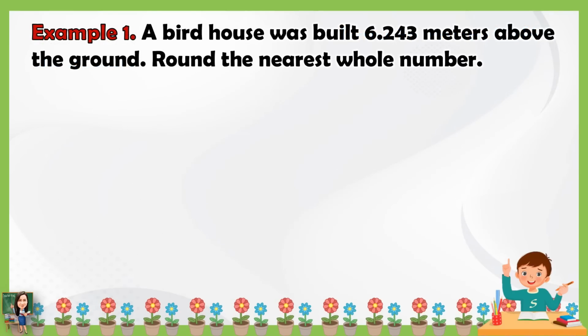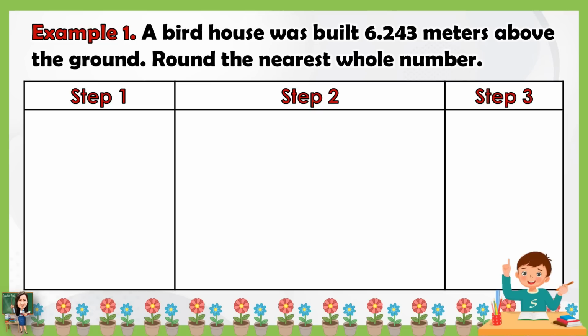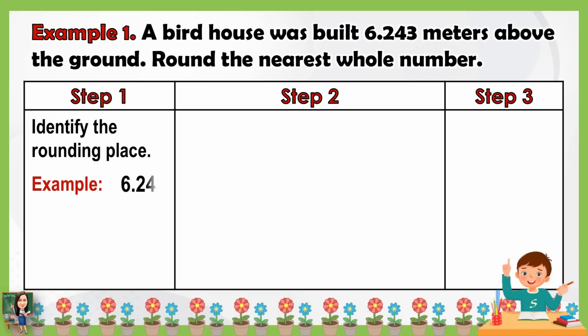Let's study our first example. A birdhouse was built 6.243 meters above the ground. Round to the nearest whole number. Let's study the table. In step 1, you have to identify the rounding place. For example, 6.243. 6 is the whole number.